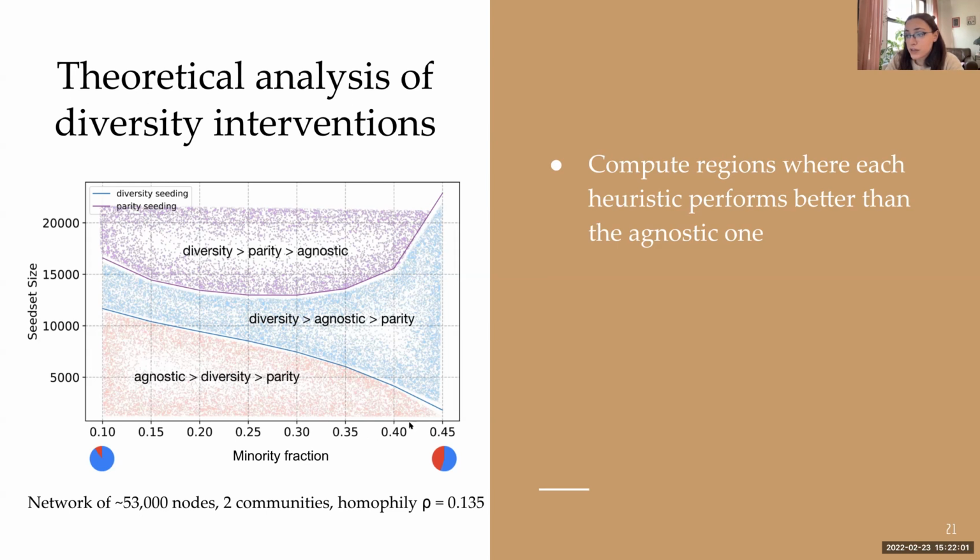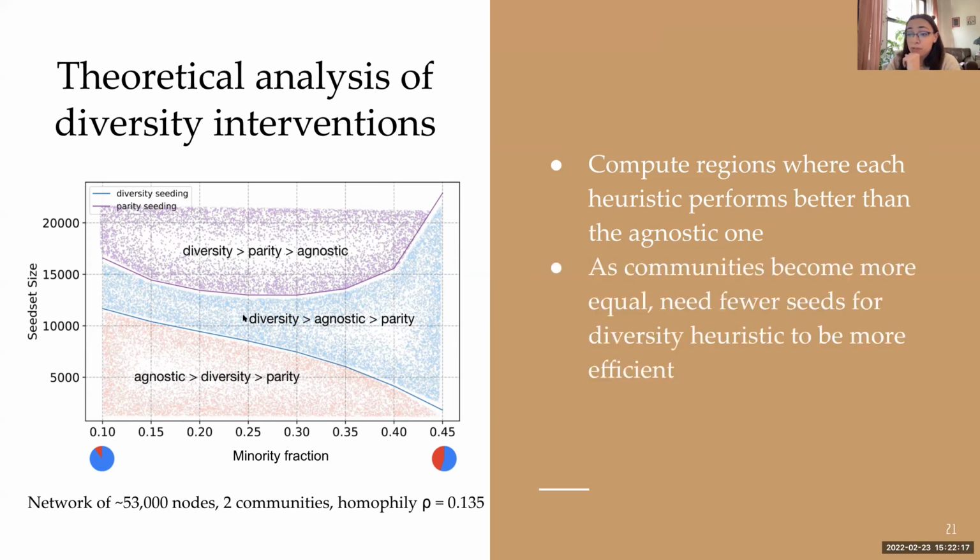Now, in the orange region, that's where agnostic seeding performs the best. That's the region in which you're going to have a trade-off between being fair and being efficient. We notice that as the seed set size increases, we are transitioning into this blue region, which is where diversity seeding actually will perform better than agnostic. And the phase transition boundary here is decreasing, it's monotonic, which shows that when you have more equal communities, it's easier to be more fair and more efficient at the same time. When you choose from the minority group nodes to be more diverse in the early adopter set, they have pretty high degree because they're pretty well represented. So you're not losing much. It's easier. You need fewer and fewer seed sets in order to achieve both of these objectives.